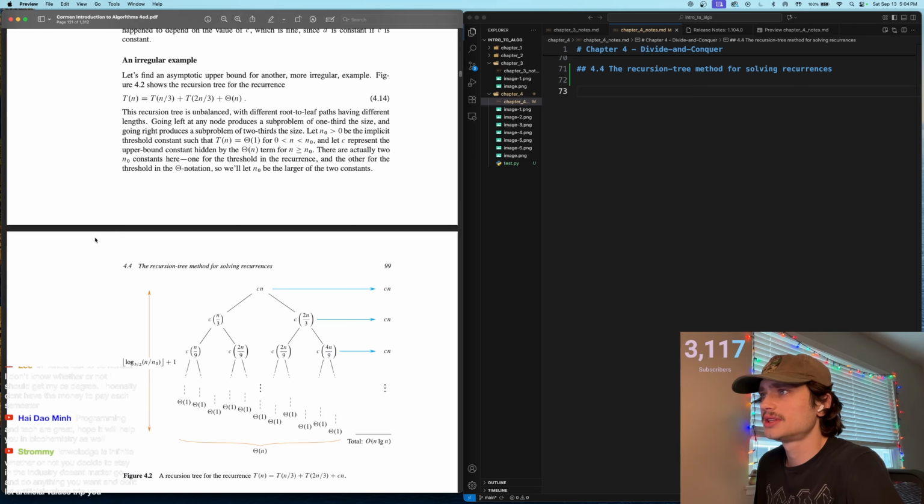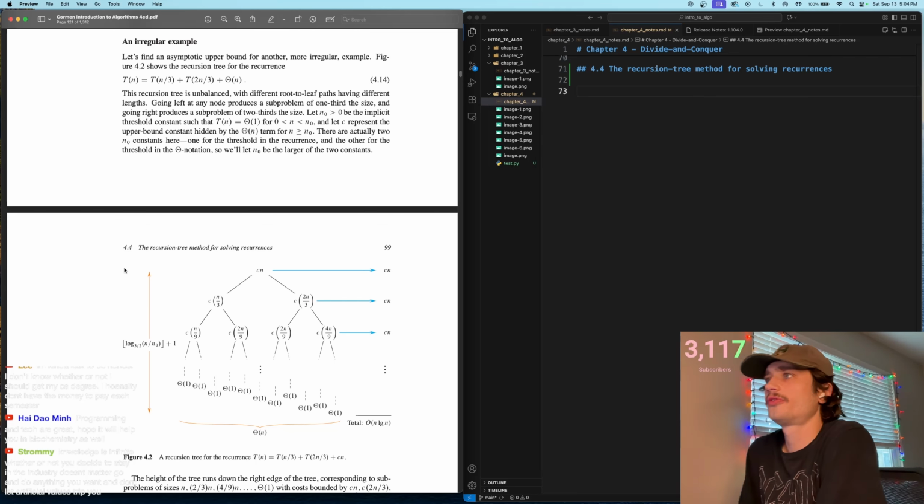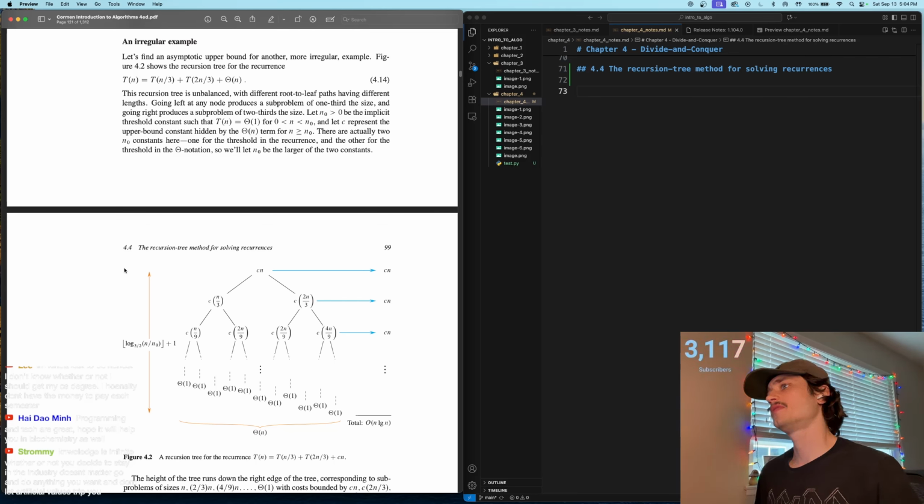Okay, an irregular example. Let's find an asymptotic upper bound for another, more irregular example. Figure 4.2 shows the recursion tree for the recurrence T(n) equals T(n over 3) plus T(2n over 3) plus Theta of n. This recursion tree is unbalanced, with different root-to-leaf paths having different lengths. Going left at any node produces a subproblem of 1/3 of the size, and going right produces a subproblem of 2/3 the size. Let n naught be greater than 0, the implicit threshold constant such that T(n) equals Theta of 1 for 0 less than n less than n naught.